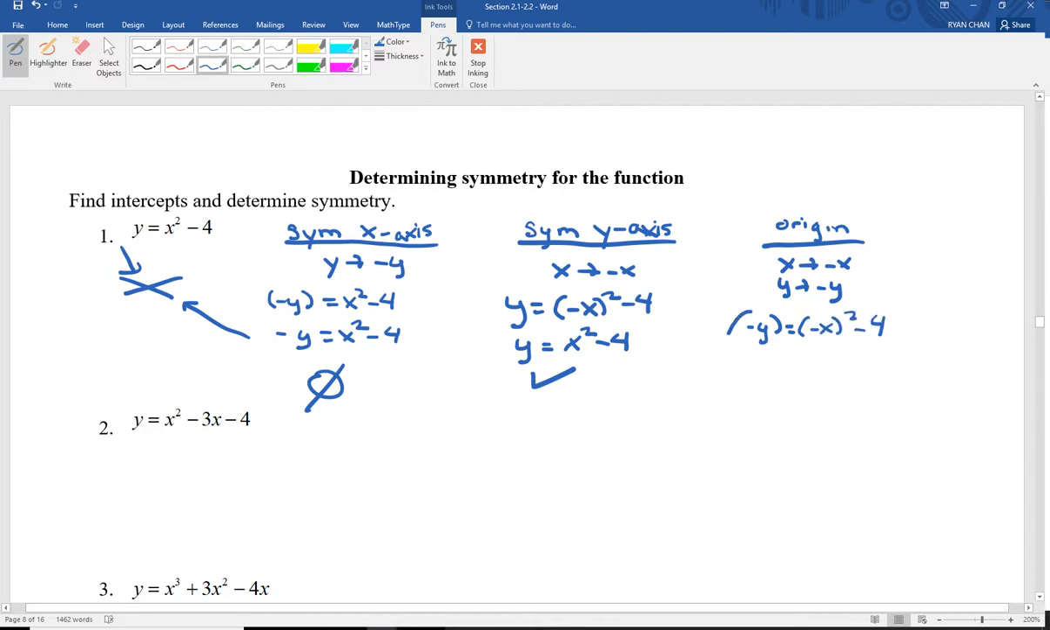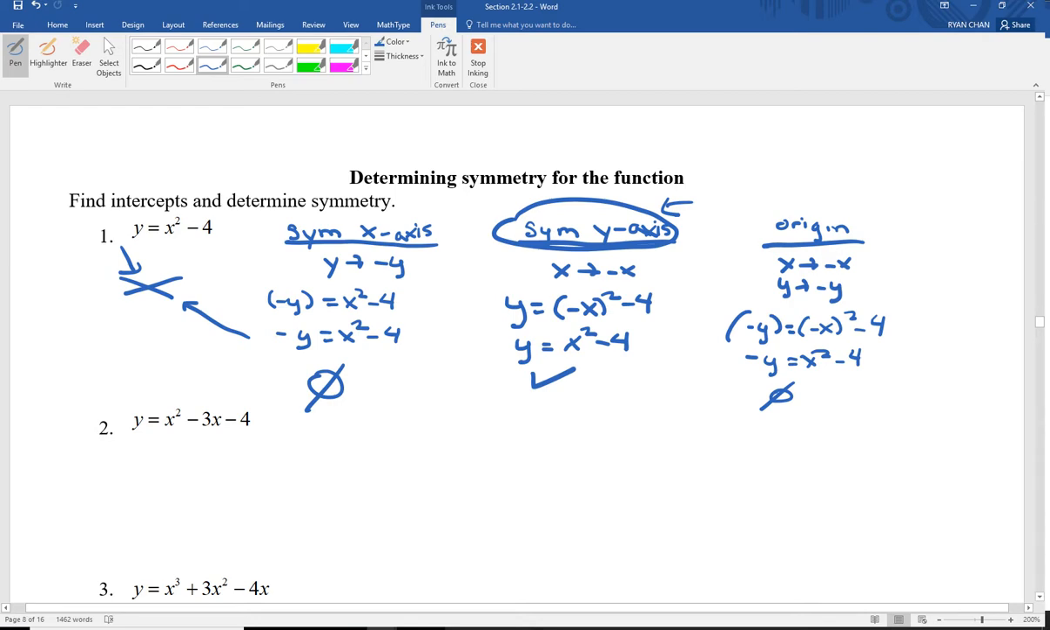Sorry, my left parentheses disappeared. But I have negative y equals x squared minus 4. That clearly doesn't work. Okay, and then you want to state that it is symmetric towards the y-axis. Okay, that is your final answer. So when you're doing this on your test, you must show your work, and then you must state what happens at the end.